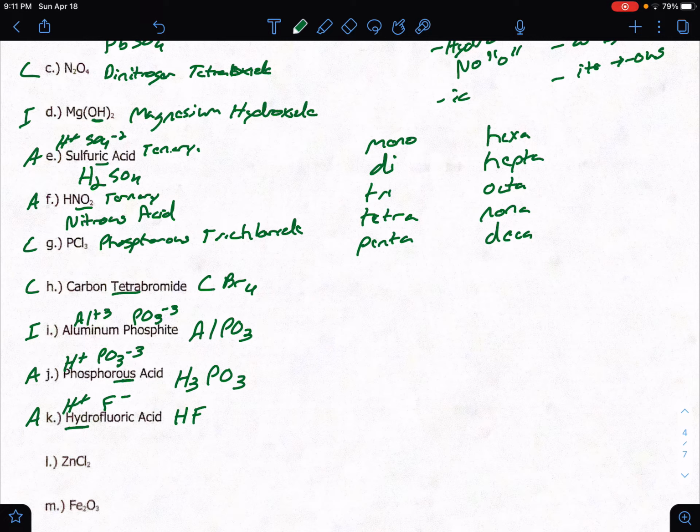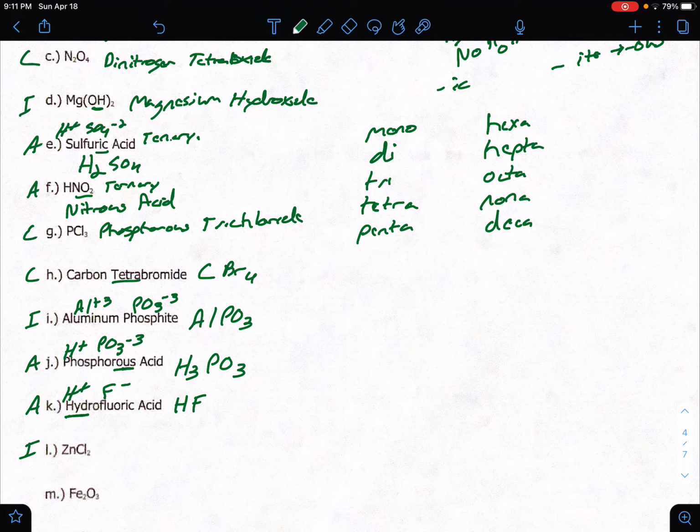ZnCl2, zinc is a metal. So this is going to be ionic. Okay, zinc always has a charge of +2. That's one of the exceptions on your transition metals, so you do not need a Roman numeral. So this is just going to be simply zinc chloride.